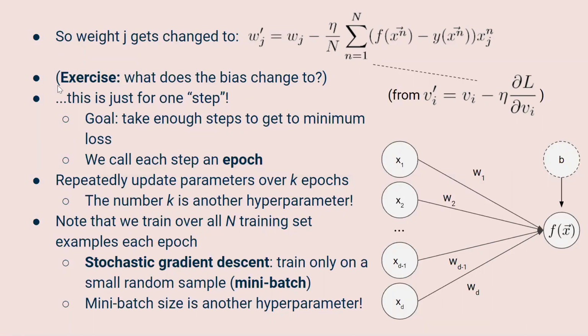And the thing to note is that this is just for one step, right? One step in our training. We call each step an epoch. And obviously, we're not going to get perfect results on our first epoch. We basically want to go for k epochs, which is another hyperparameter, so you're going to have to experiment with different k's. Another thing to note is that we're training over basically all our examples, right? If we have n examples in our training set, we're training over everything. And if you have a huge data set, that might not be practical.